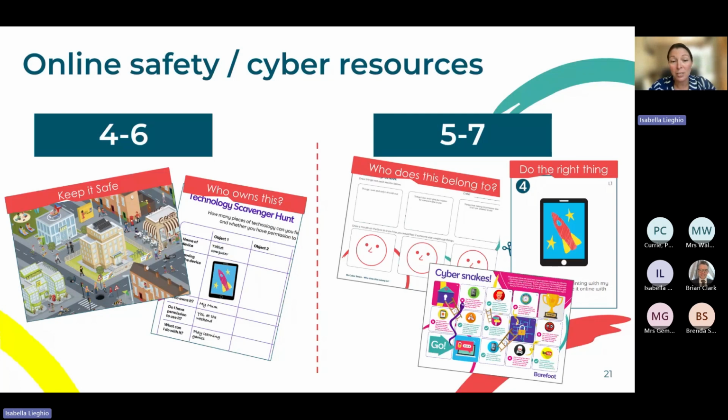And then we also have a technology scavenger hunt where they're thinking about ownership of devices. So again, the really early stages of thinking about what is and isn't okay for us to use. They do a little scavenger hunt and see what they can find, who owns it, do we have permission to use it, etc. It's very much thinking about real objects at that age rather than digital ones. And what you'll notice is when they go on to 5 to 7, we're starting to think about ownership and permissions, but for digital objects.